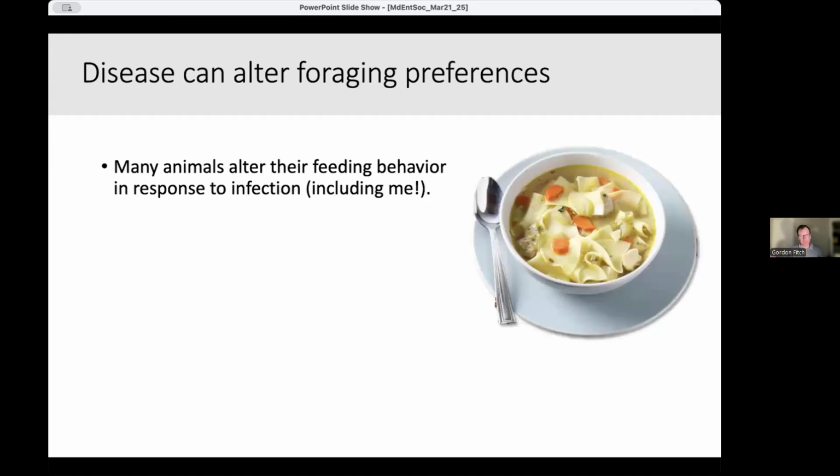Another possibility, not exclusive to that, has its basis in the observation that disease can alter foraging preferences. Certainly this is true for me. I know when I get sick, I tend to prefer different foods than I am craving when I'm feeling good. And it's not true just for humans. Plenty of animals also change their feeding behaviors when they're sick, and in some cases do so to actively reduce that infection, meaning they're self-medicating.